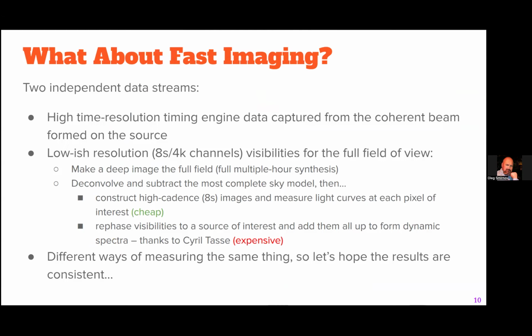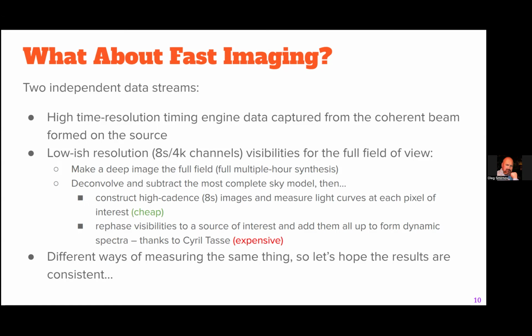So this was cool, but then we said, well, what about visibilities? What can we extract from imaging data? If you run MeerKAT with the pulsar engine, you are essentially getting two independent data streams. You've got your high time resolution data from the pulsar engine, narrowly focused on the source. But at the same time, you're also collecting visibilities, which give you information on everything else that's in the field. That you get at a lower resolution in time and frequency, so say typically 8 seconds in time, 4,000 channels.